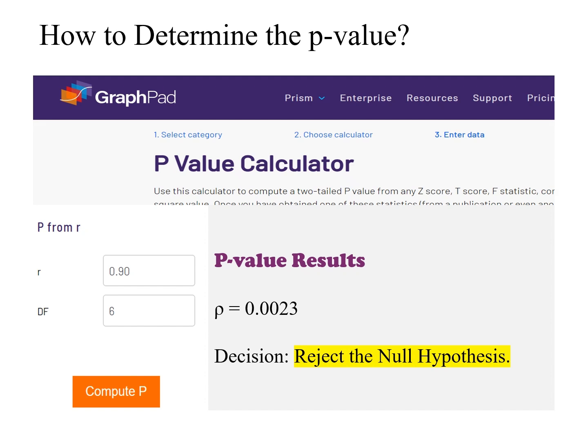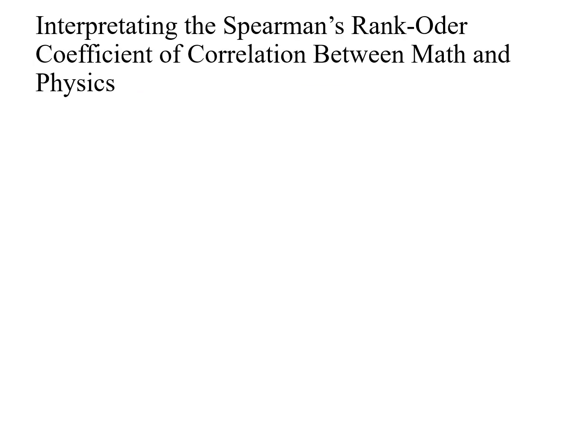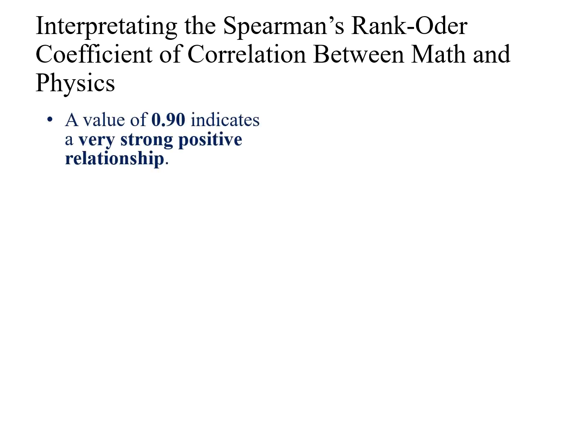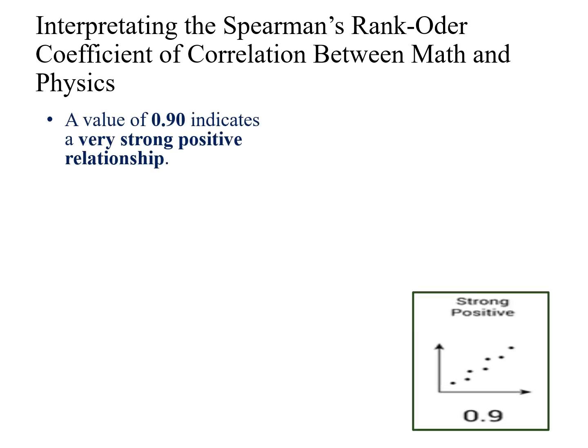This final slide brings together all our findings to provide a comprehensive interpretation of the Spearman's rank order coefficient of correlation between math and physics. Let's break down the conclusions. A value of 0.90 indicates a very strong positive relationship. As we learned from the interpretation guidelines, a correlation coefficient of 0.90 falls into the strong correlation category, and its positive sign confirms the direction.